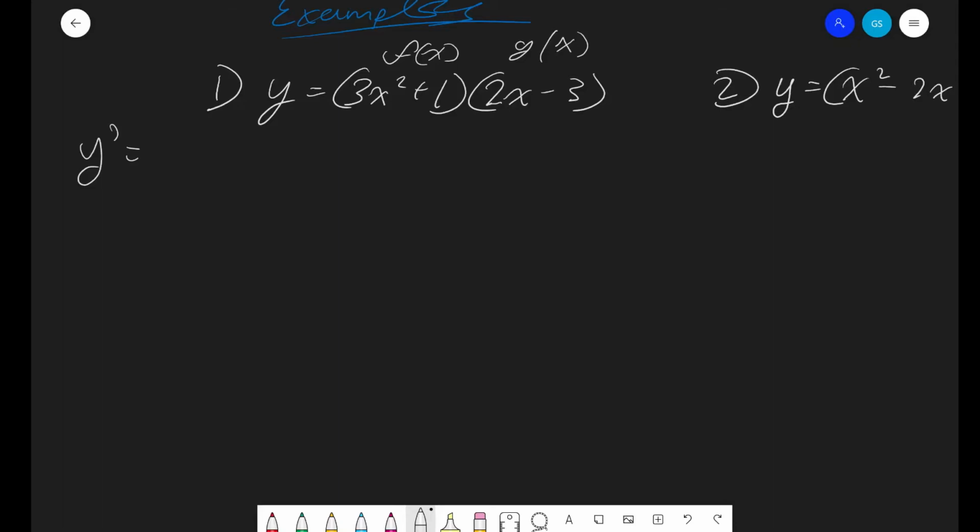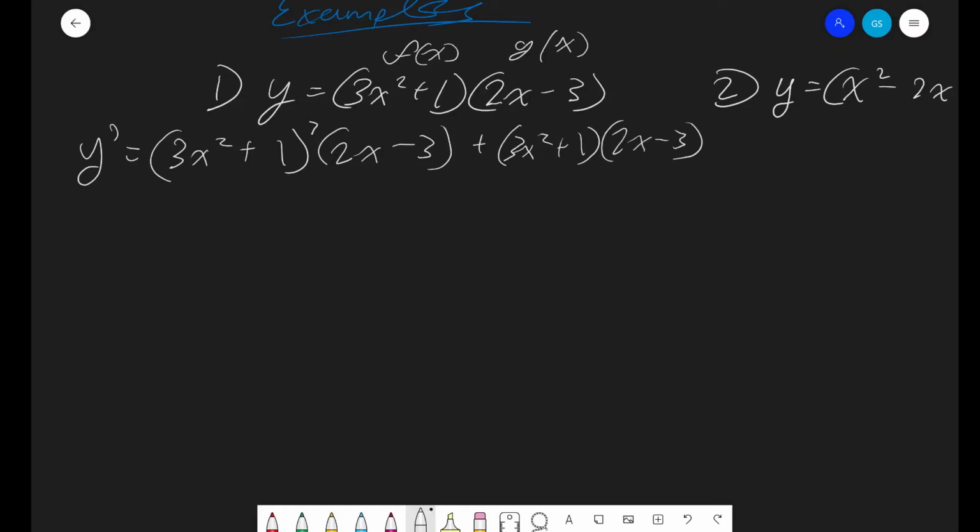The way we would do that is, I'll just write it out. For this first one, I'll take it nice and slow. I'm going to write 3x squared plus 1, differentiating this, with a little apostrophe, times 2x minus 3, plus 3x squared plus 1, and then 2x minus 3, differentiating that one. Now differentiating 3x squared plus 1, if we differentiate 3x squared, that just gives us 6x. The plus 1 turns into 0, and then 2x minus 3 we keep the same.